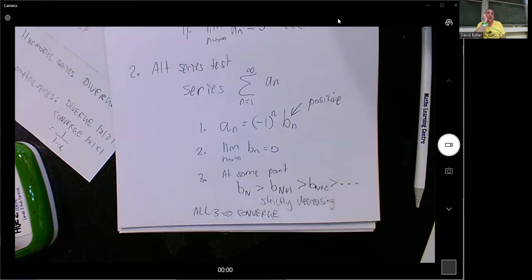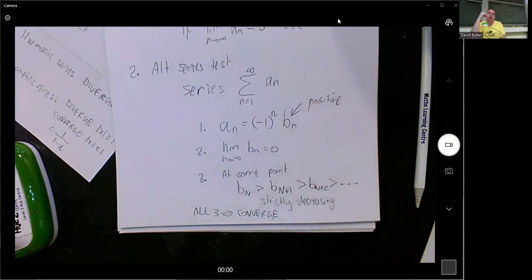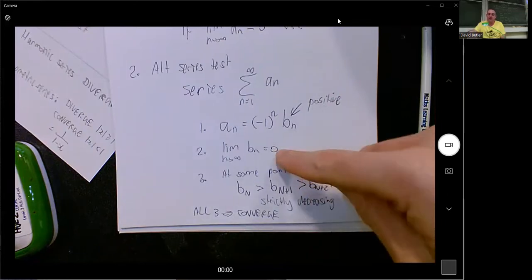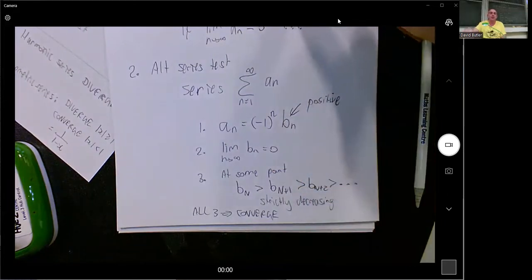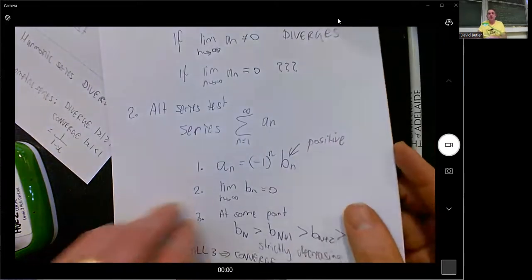Most people don't care too much if you don't explicitly prove that it's decreasing. You can usually look at it and go, well, obviously. Like it'll be like 1 over n, and you go, well, as n gets bigger, that gets smaller, yay. But all 3 of those things have to be true, and it'll converge. If one of them isn't true, then you can't use the test and it doesn't work. Like it tells you nothing. Well, I mean, if this isn't true, then it definitely diverges. That's this one. So, would you like an example of the alternating series test?